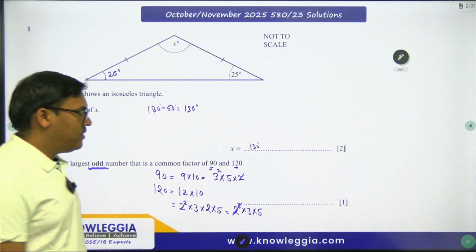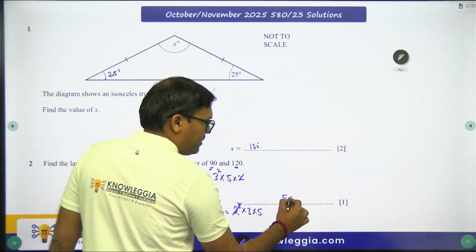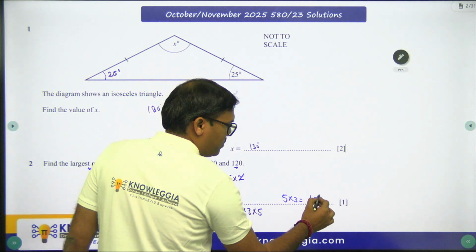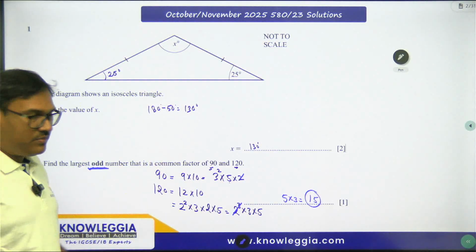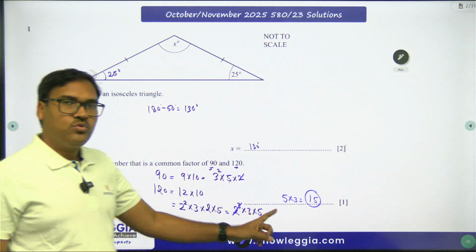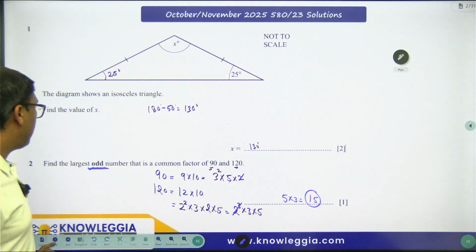Okay. So you can see what the common factor is. I can take one 5 and one 3, which is equal to 15. So what is the largest common factor? 15, which is an odd number. I'll not use 2 because if I multiply with 2, it will become even. Okay. So now the next question.